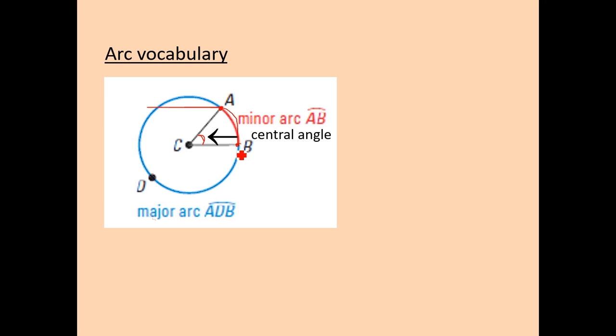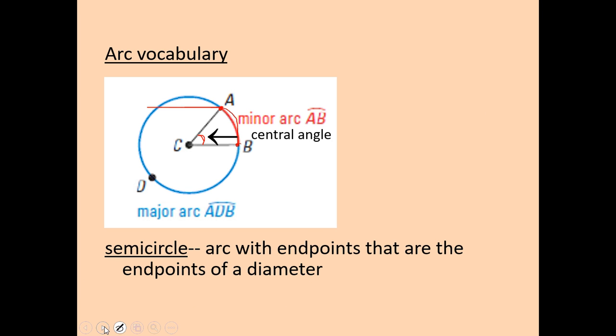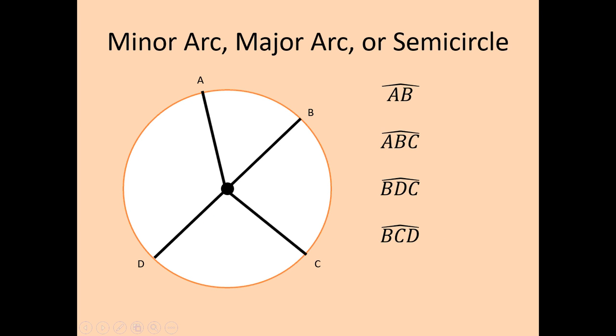And when we talk about this arc stuff, we want to be aware that there's some vocabulary that comes in there, okay? And a semicircle is an arc whose endpoints are the endpoints of the diameter. In other words, it's half the circle itself. So we have minor arcs that are less than half, major arcs that are more than half, and semicircles that are exactly half.